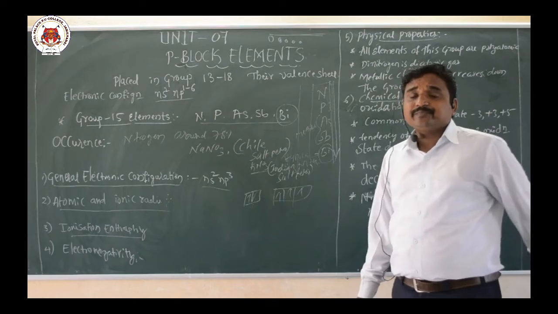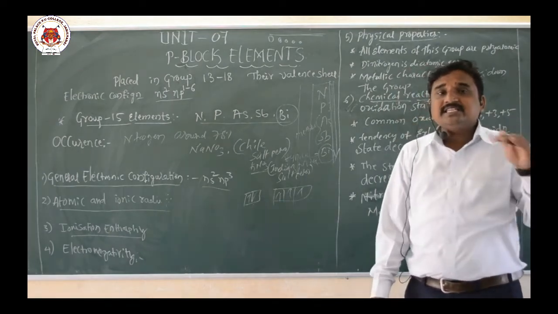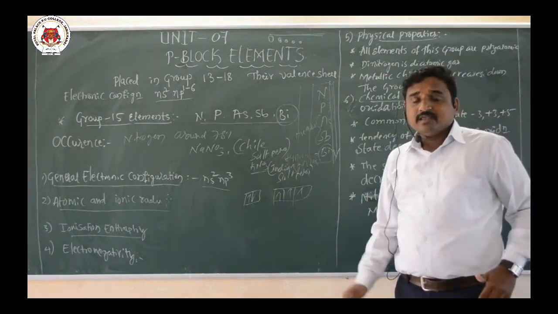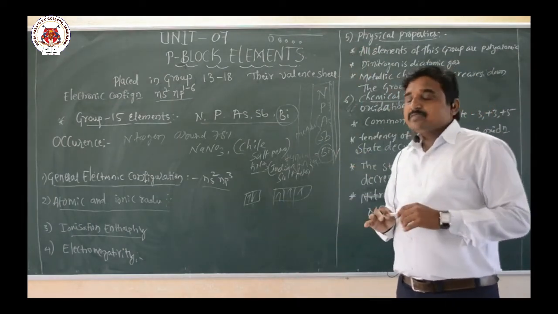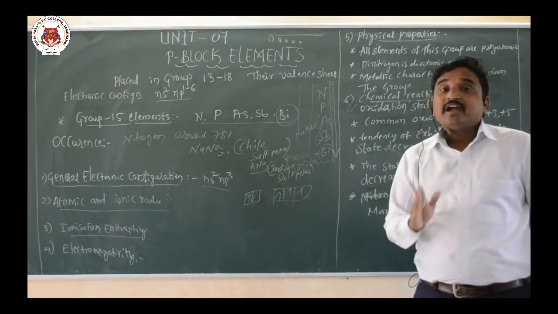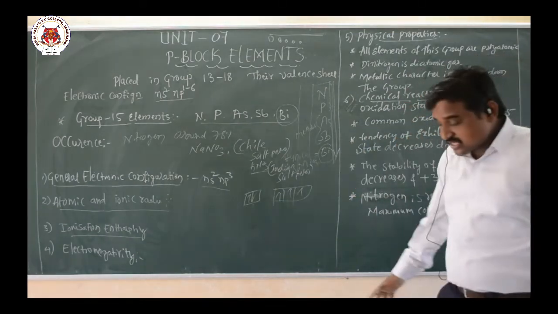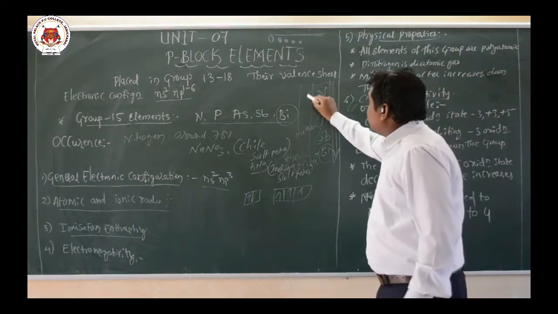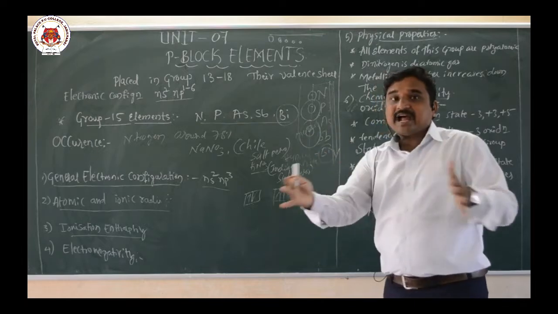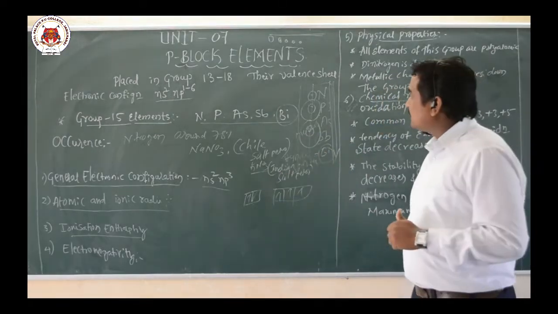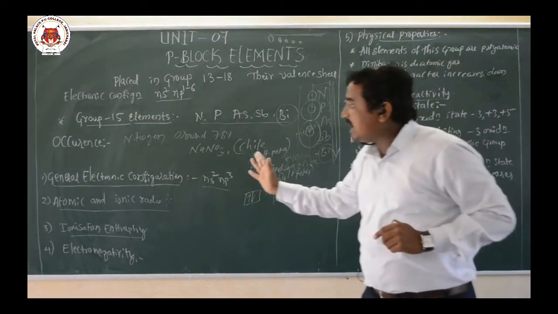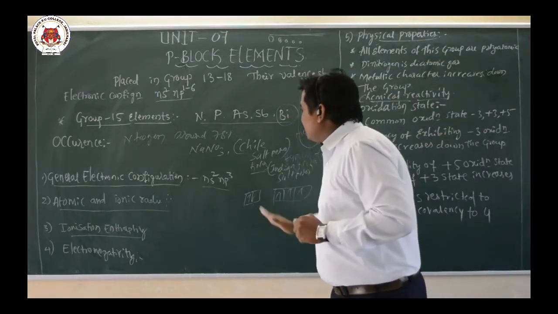Generally, along the period the size of the atom decreases due to the increase in effective nuclear charge. But down the group, the size of the atom increases because of the addition of an extra subshell. So for that reason, the size of the atom down the group increases. It is a general concept. Atomic and ionic size down the group increases.